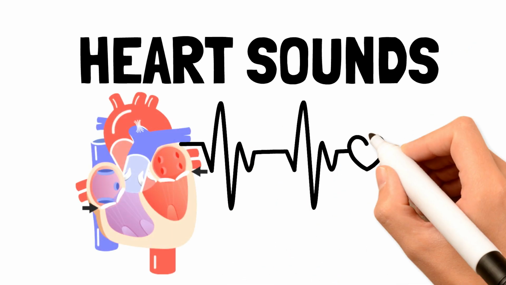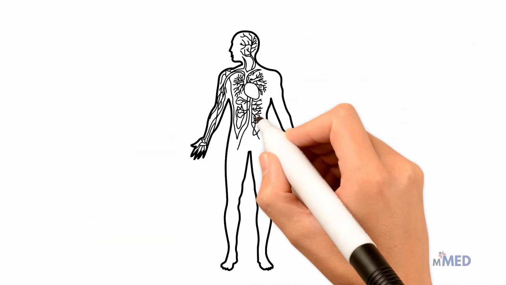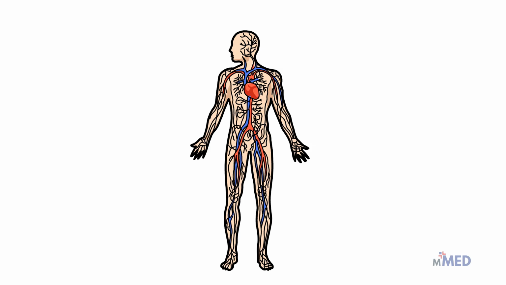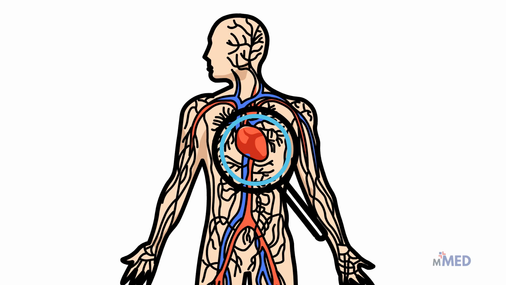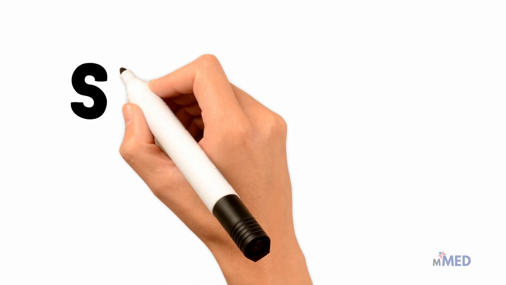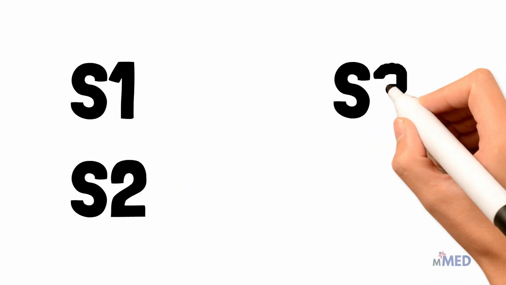Welcome to MinuteMED. In this video, we will discuss the heart sounds. Let's review the cardiac cycle and note when the heart sounds occur and where they come from. There are 4 possible heart sounds called S1, S2, S3 and S4.